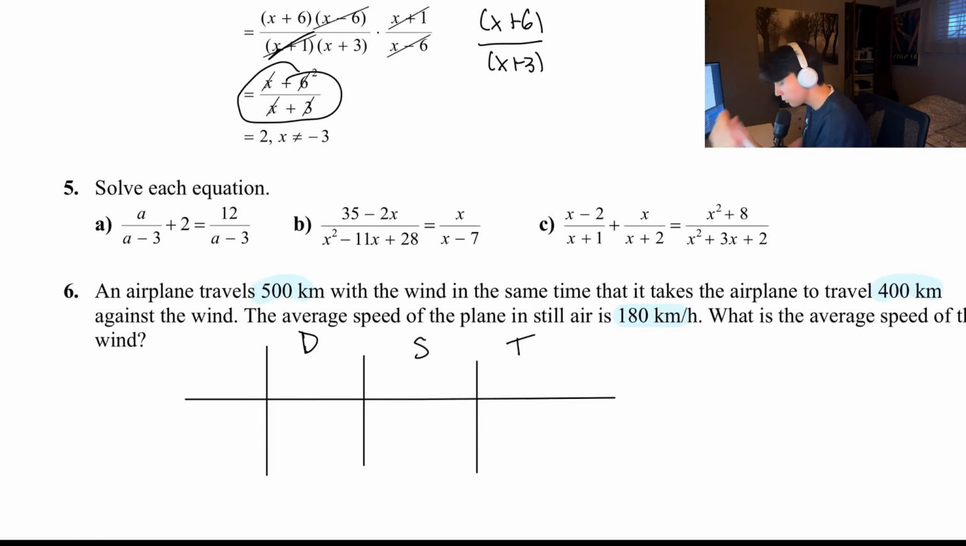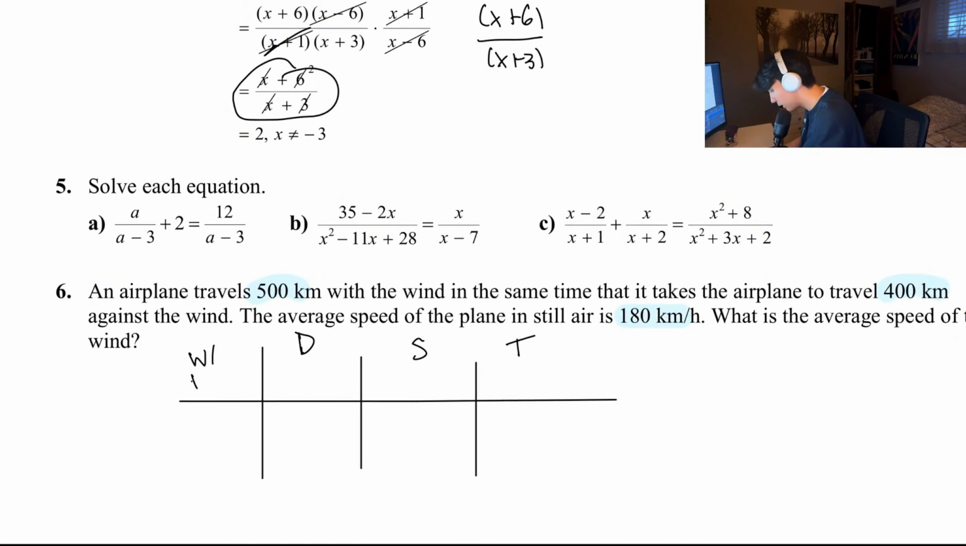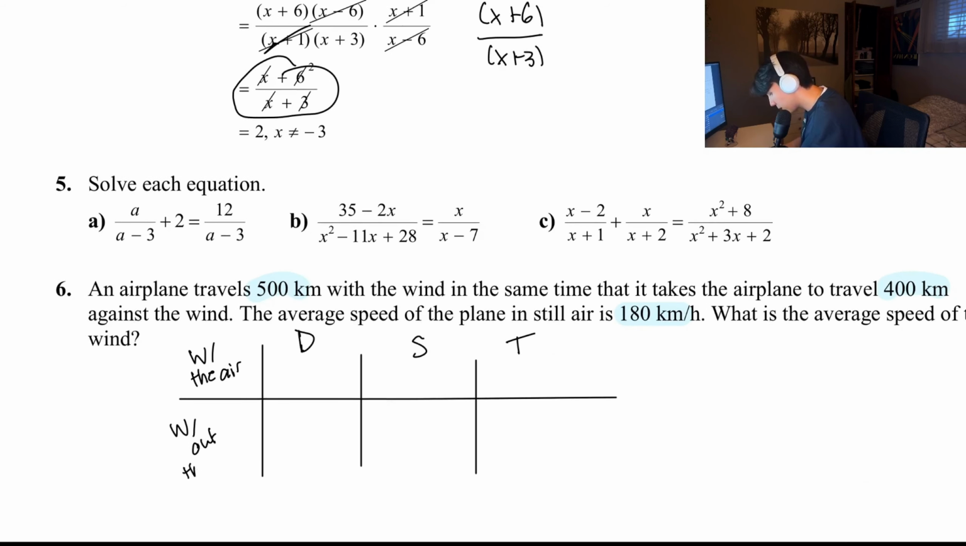So our first plane is going to be one with the air, and we have the other one, which is going to be without the air, or what I'll say is against the wind. That will be our second plane here. So our first plane travels 500 kilometers with the air, and our second plane going against the wind travels 400 kilometers. So it's a little bit less.